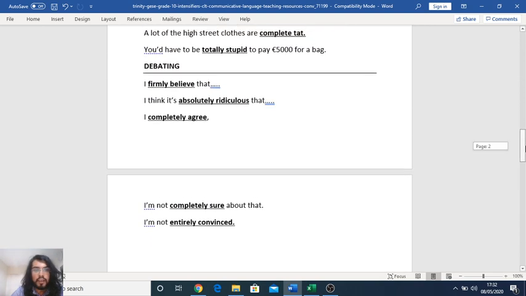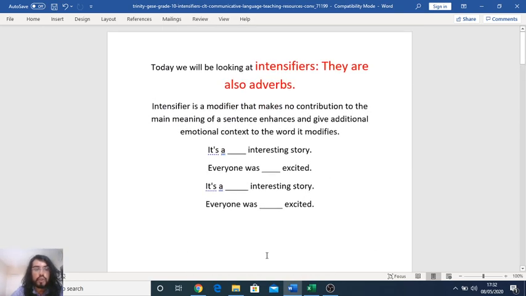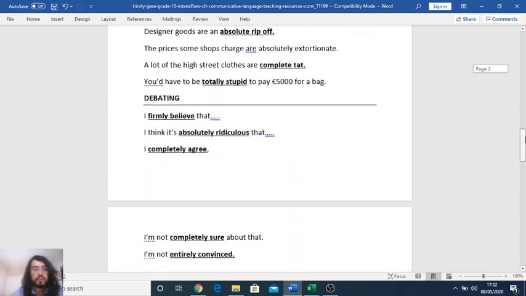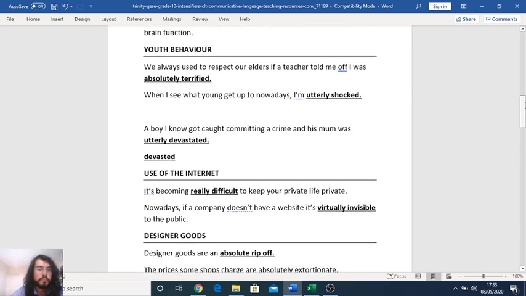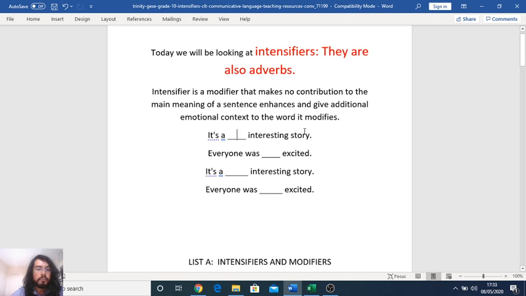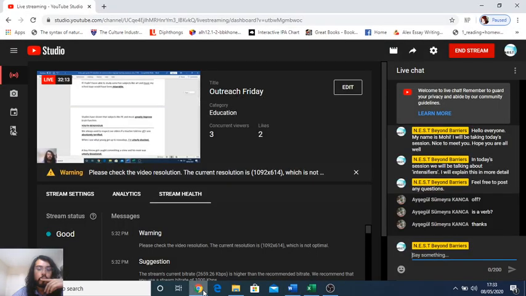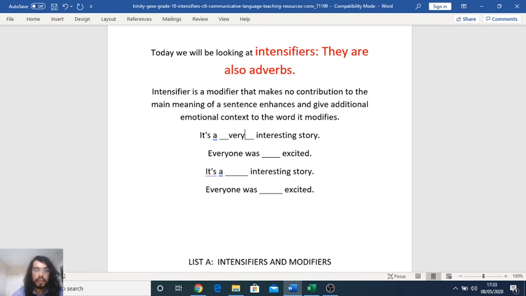Okay, I'm gonna come back to these later, but I'd just like you guys to try to fill in these blanks here. So we have the first sentence: it's a blank interesting story. What could we put inside here to serve as an intensifier? So remember, intensifiers are also adverbs, and remember what they do. What word can we put here? Think of any intensifiers. We've been through many intensifiers. The words in bold, focus on them. So what word do you think can go inside? Okay, so one example would be very. It's a very interesting story.